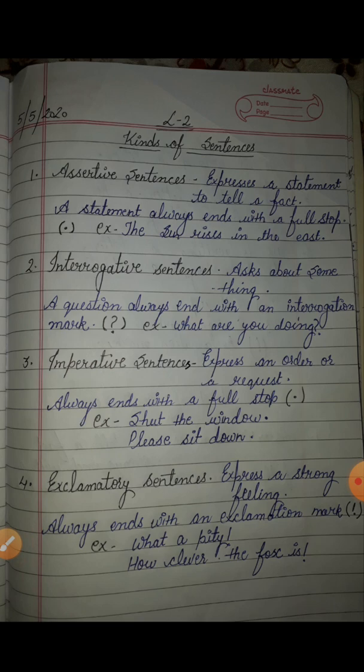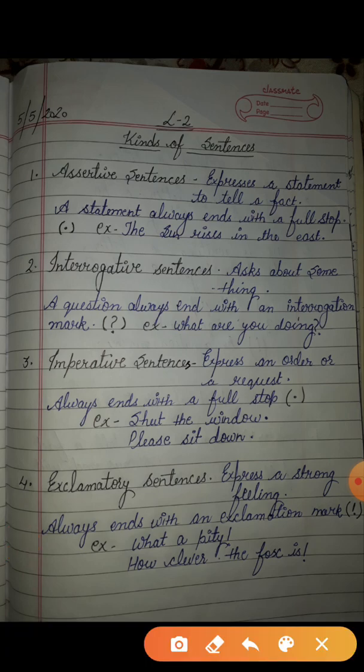Now third, imperative sentences. Students, imperative sentences are the sentences in which we give order and we request for something. So it also ends with a full stop. Full stop sign is like this. Okay, full stop here. And the example of imperative sentences, here you can see: Shut the window. So in this sentence, what are we doing? We are giving order. Shut the window. And the second is: Please sit down. We are requesting. So this is the imperative sentence.